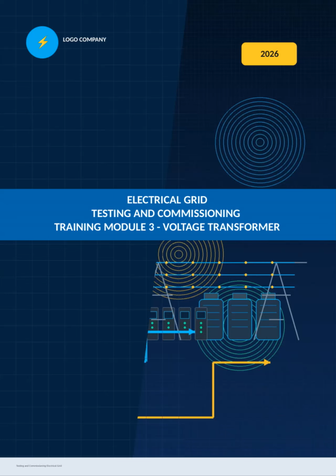Welcome to the Electrical Grid Testing and Commissioning Training, Module 3, focusing on voltage transformers. This module is designed to deepen your understanding of voltage transformers and their critical role in the electrical grid. Let's get started with this essential part of our training for 2026.